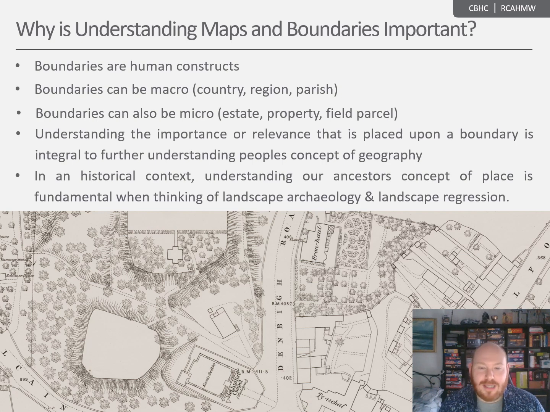And in historical context, understanding our ancestors' concept is fundamental when we look at landscape regression. It's one thing just to say this land or this parcel was used as a forest at one point, then got chopped down or whatever. But if there's a boundary around it, when did that come into being, and why did it come into being? Understanding those things is as crucial as the landscape regression or understanding the landscape itself.